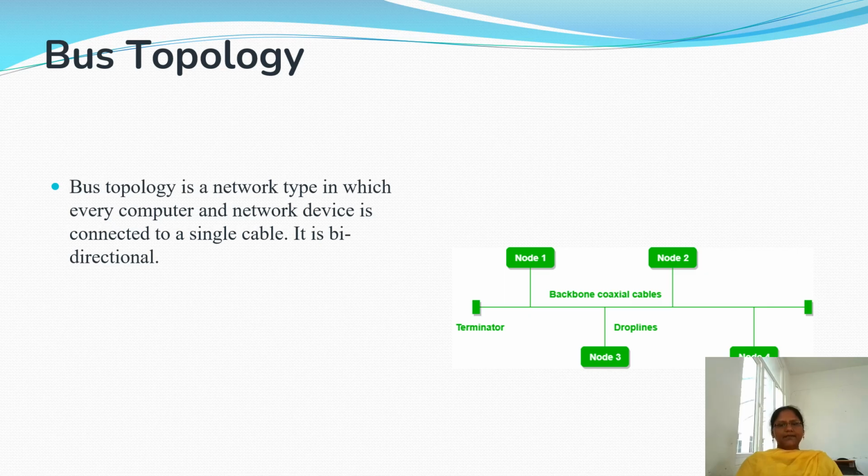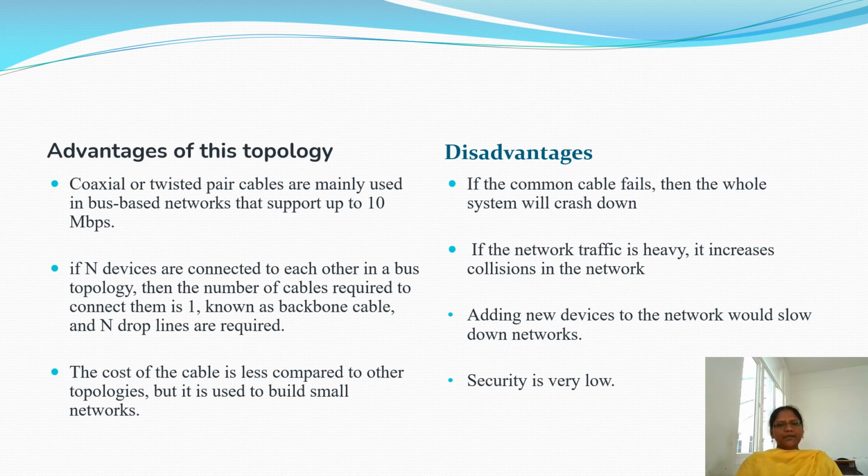Bidirectional communication is possible in bus topology. In bus topology, coaxial cable and twisted pair cables are generally used, and it supports up to 10 Mbps of bandwidth. If you have n devices in the bus topology, the number of cables required is n drop lines plus one backbone cable. When compared to the mesh topology, the number of cables required is minimal, and the cost of the cable is less when compared to other topologies.